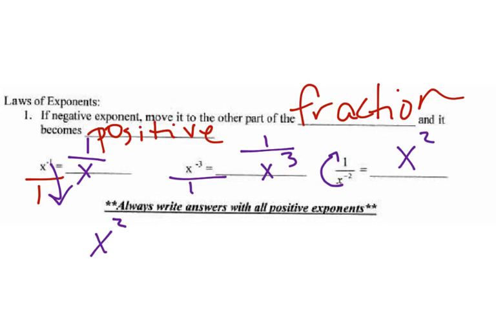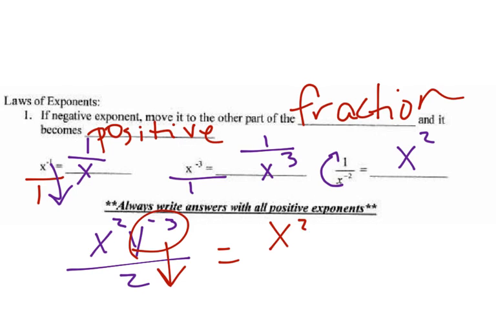If you had x squared y to the negative 3 over z. The only one that's an issue is this y to the negative 3, so it moves. And that would become x squared over y to the positive 3z. You only move what has the negative exponent. The rest of it stays where it is. And it's not a flip, it's a move.